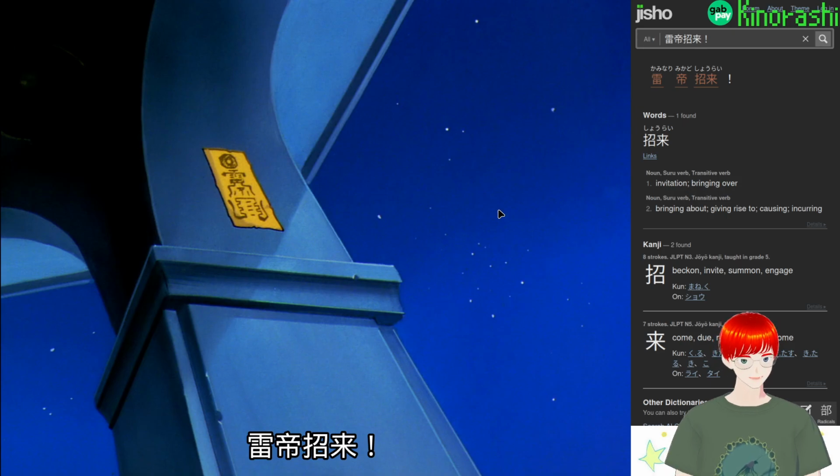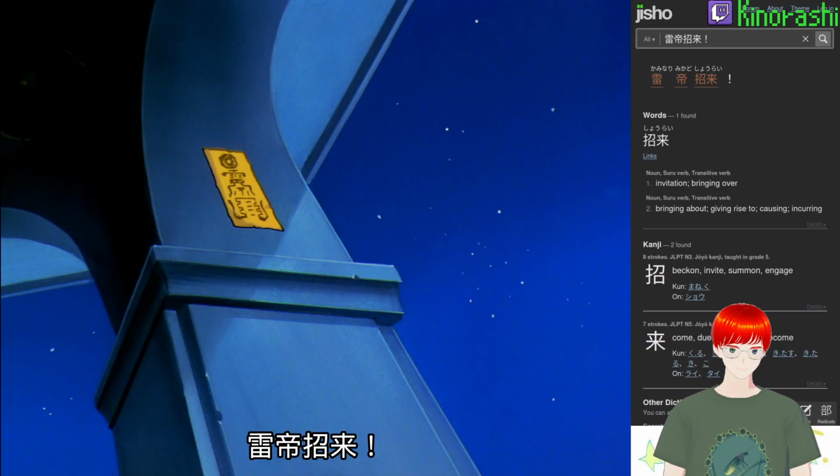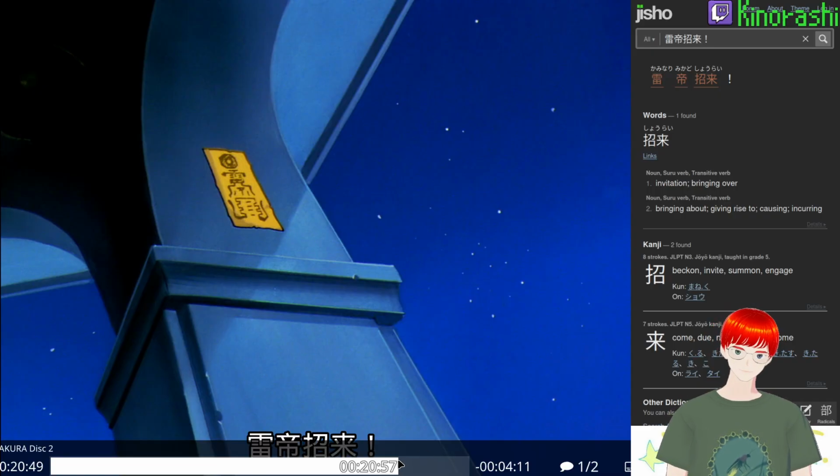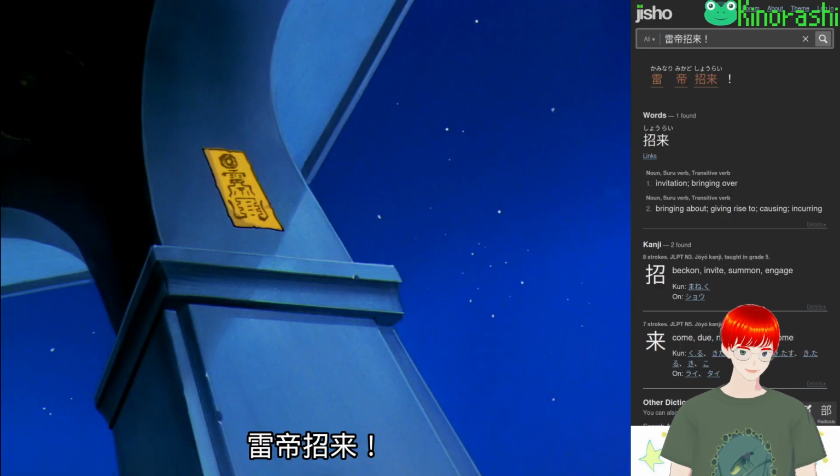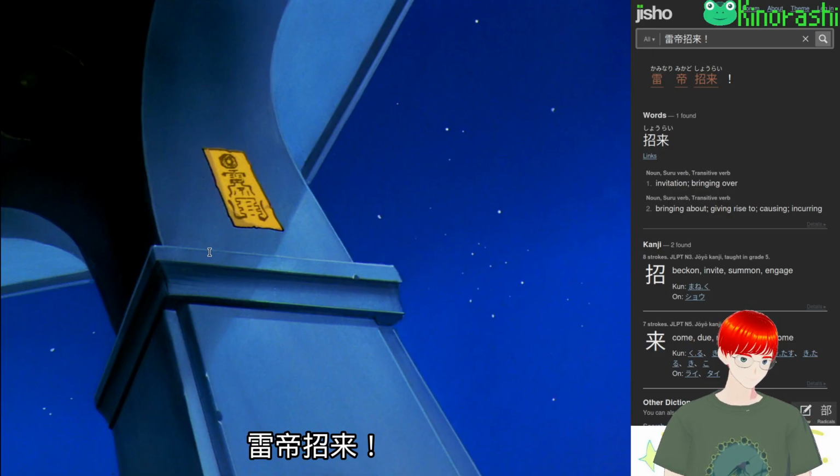Within Shorai, summon or call forth. So, Raitei Shorai is what he's saying, okay? Raitei Shorai. If he is saying Raitei Shorai, is he saying Japanese or Chinese?